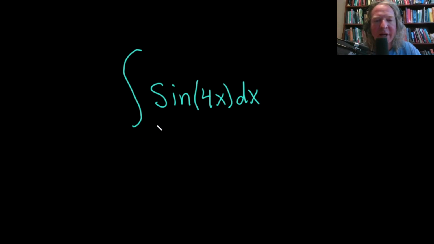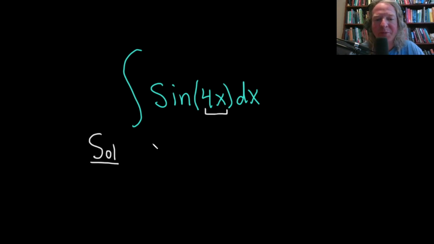So if it was just the sine of x, we could integrate it directly. However, in this case, it's the sine of 4x. So we do have to do a little bit of work. And you could do it in your head, but I'm actually going to show the work. And to do that, we're going to use u substitution.